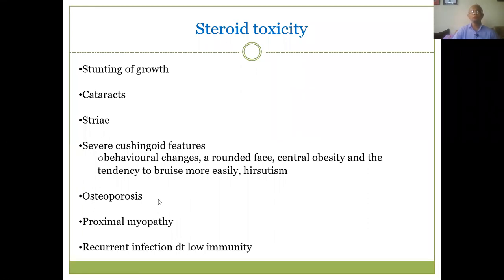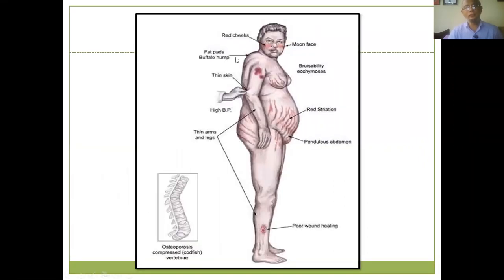If you use a steroid for a prolonged period, there may be osteopenia or osteoporosis. Even if you use prednisolone 7.5 milligram daily for more than 3 months, there may be osteopenia or osteoporosis. There may also be proximal myopathy and recurrent infection due to low immunity. You always think this is also an immunosuppressive condition, so recurrent infection can occur. So these are the features you can get in a case of prolonged steroid therapy, that is iatrogenic Cushing.